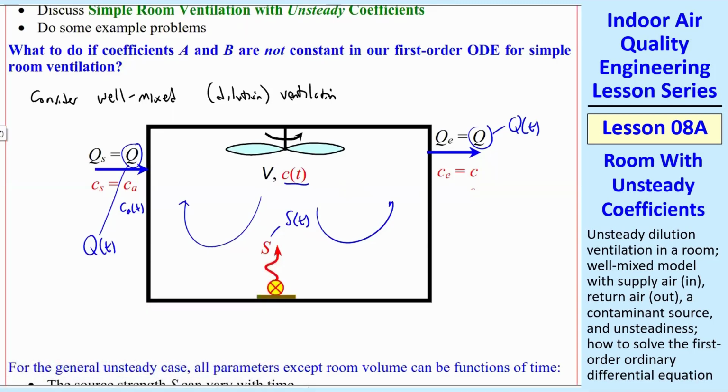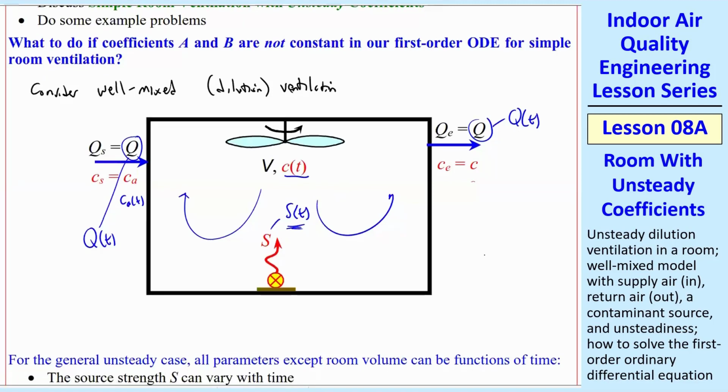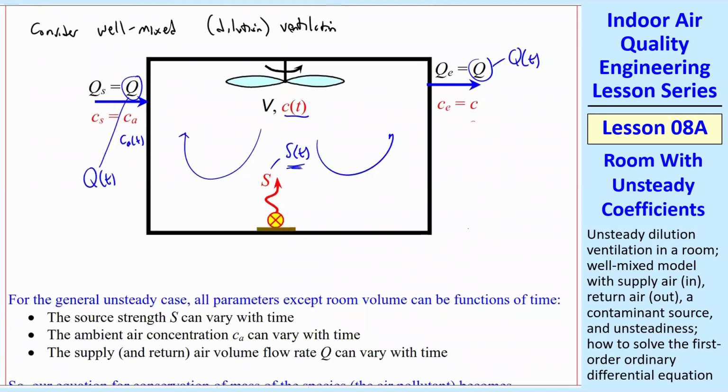But we are always going to assume, as we did before, that S is small enough that it doesn't change the overall Q. We're adding some vapor into the room, but it doesn't change significantly the Q. So Q coming in is the same as Q coming out like before. It's just that these are now functions of time, whereas previously we had S, CA, Q all being constants.